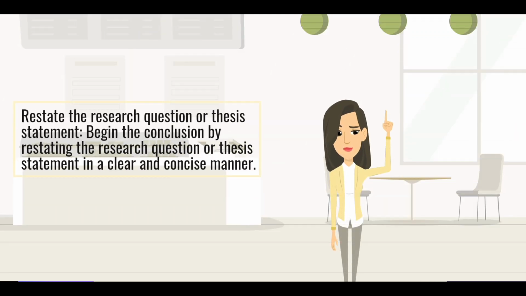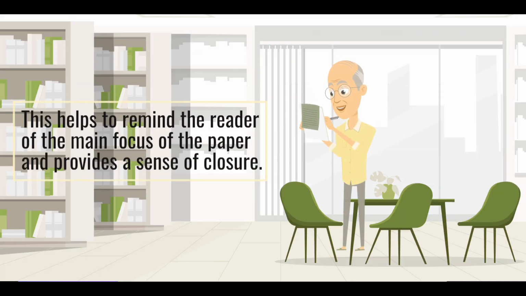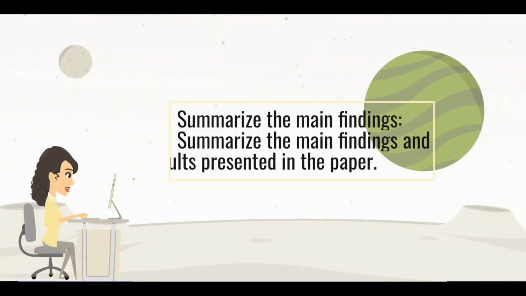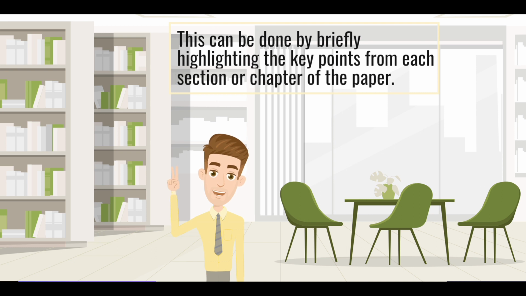Restate the research question or thesis statement. Begin the conclusion by restating the research question or thesis statement in a clear and concise manner. This helps to remind the reader of the main focus of the paper and provides a sense of closure. Summarize the main findings. Summarize the main findings and results presented in the paper. This can be done by briefly highlighting the key points from each section or chapter of the paper.